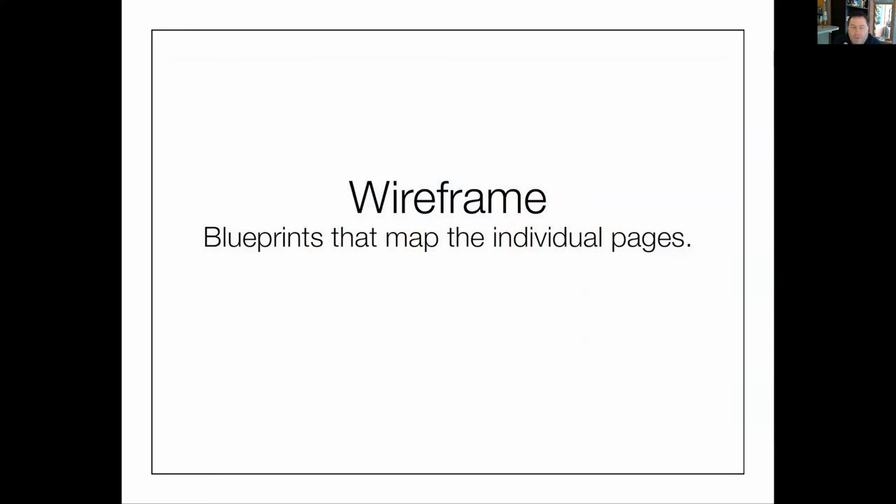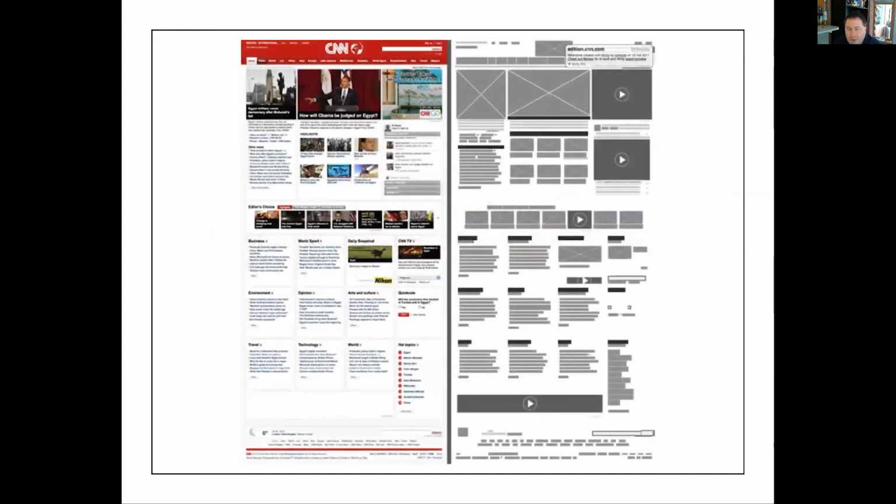Wireframe refers to the blueprints that map the individual pages. We dealt with site maps, which is the breakdown of how the site is actually built. Here we deal with wireframes, which are kind of like the bare bones of a website before it's designed. If we look at the comparison between CNN and this wireframe, you see that the wireframe just shows a bunch of gray boxes as to where elements would go. It takes on what CNN's site is like; it's the bare bones, the structure for it.